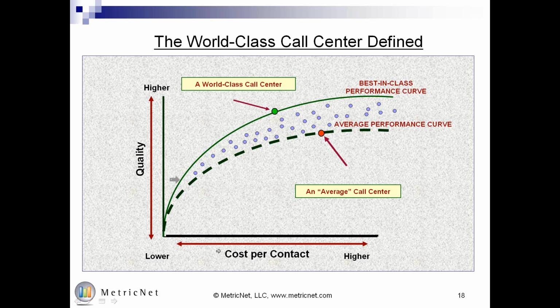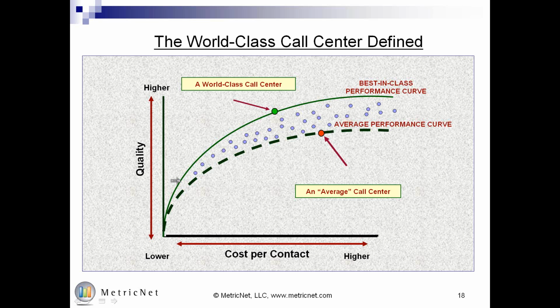The idea here is that being world-class is not about achieving some absolute quality level in terms of customer satisfaction, net promoter score, first contact resolution rate, abandonment rate, speed of answer, or any other metric. Rather, it is about taking the resources you have. I don't care if you're spending $2 a call or $100 a call. It's about taking the resources you have and deploying those in such a way that you achieve the best possible result.